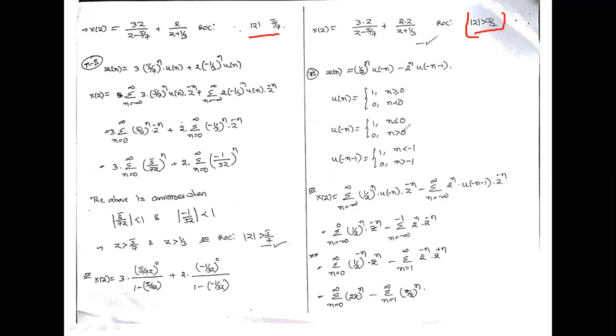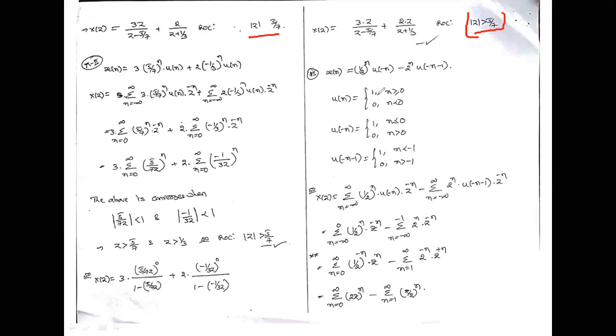And similarly, next example, 1 by 2 whole power n, mu of minus n. Don't confuse, my dear students. Mu of minus n, this one. Okay. And the minus 2 whole power n, mu of minus n minus 1. Again, this is a mistake we did.